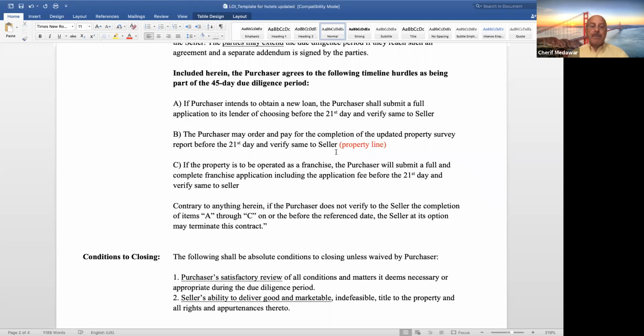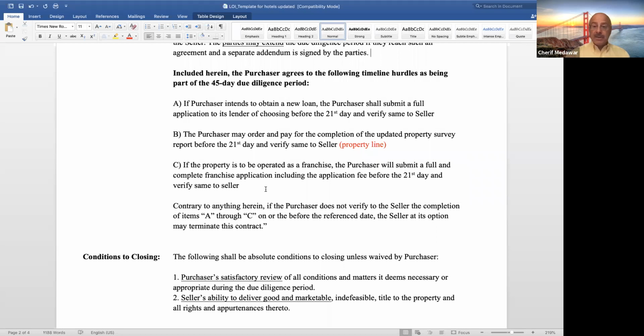C, if the property is to be operated as a franchise, so you're going to have maybe Hilton continue operating it. Maybe I'm going to switch it to a Marriott. Maybe I'm going to do one of these sub brands, etc. I want to actually submit an application, the purchaser will submit a full and complete franchise application, including the application fee before the 21st day and verify same to seller. And I want to show the seller, yes, we're going to continue with Hilton.